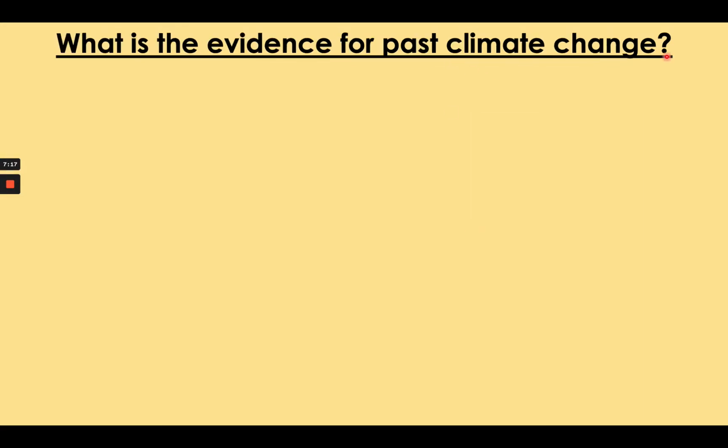So how do we know that climate change has happened in the past? You may have heard this before, that climate change has always happened. It's nothing new, and that's correct. And we know about this because we have some techniques for finding out what the climate was like many, many thousands, even millions of years ago.